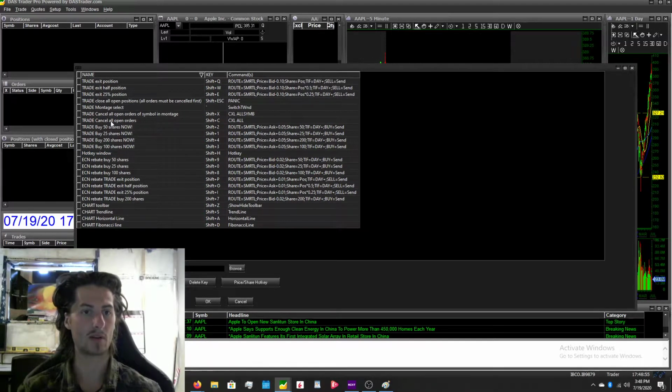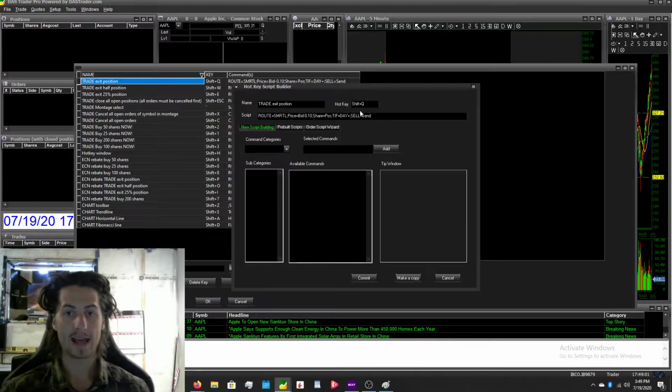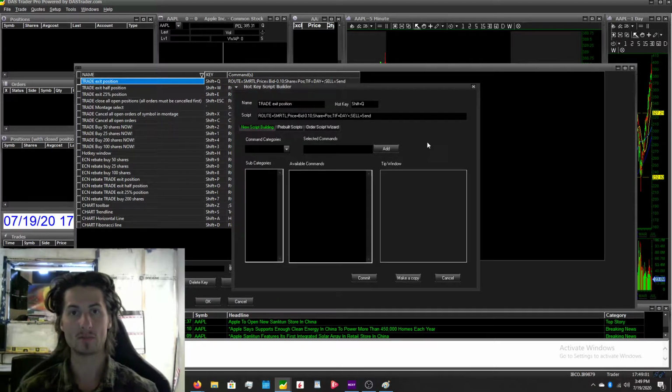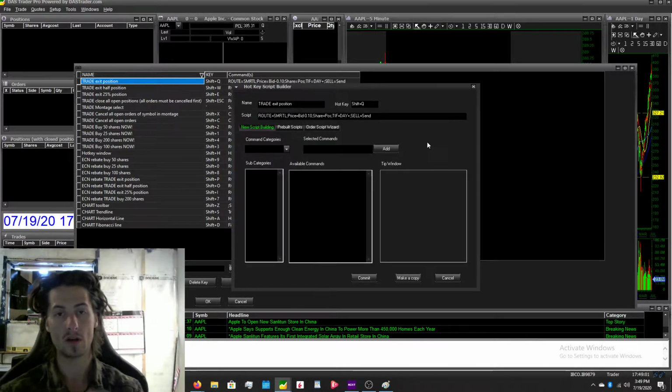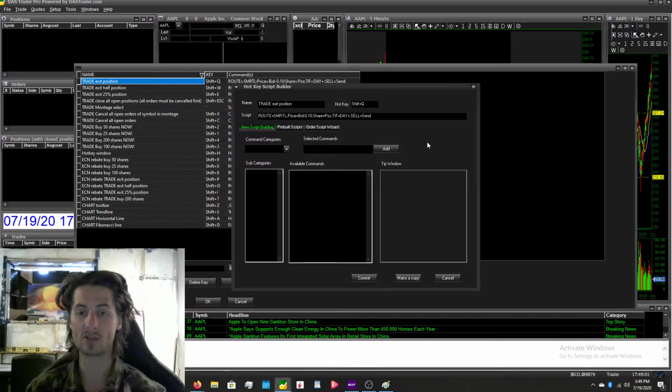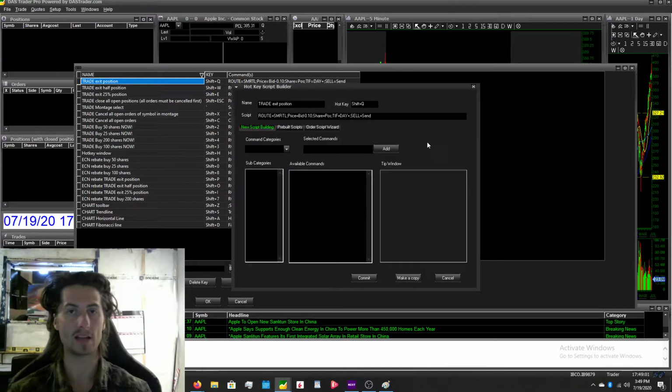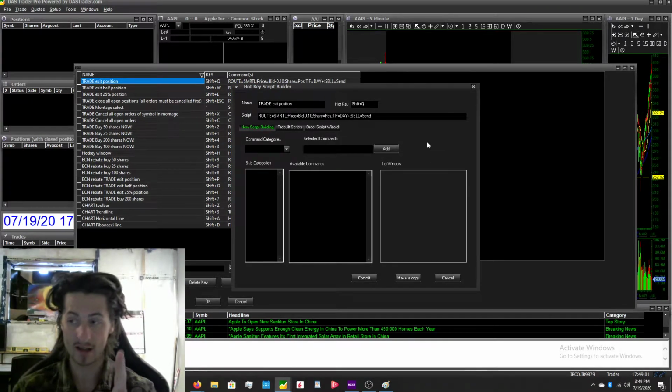Okay, so now I renamed that one, we'll start from the new top, which is trade exit position. This one exits whatever position I'm in. And I'm usually always in a long position because since I've started, I've been a long biased trader. So all my hotkeys are basically just for longing stocks. I don't have any hotkeys for shorting as of yet. I'm planning on making some to short.